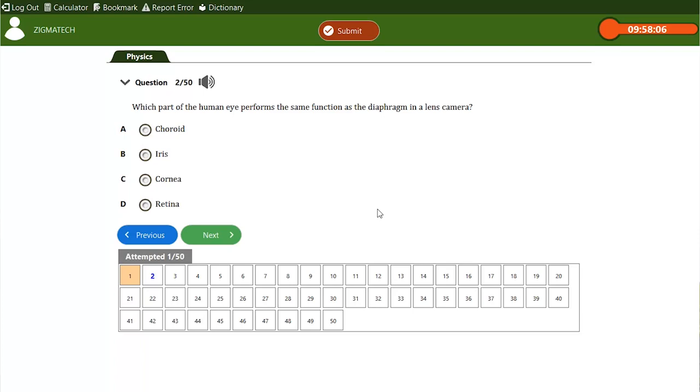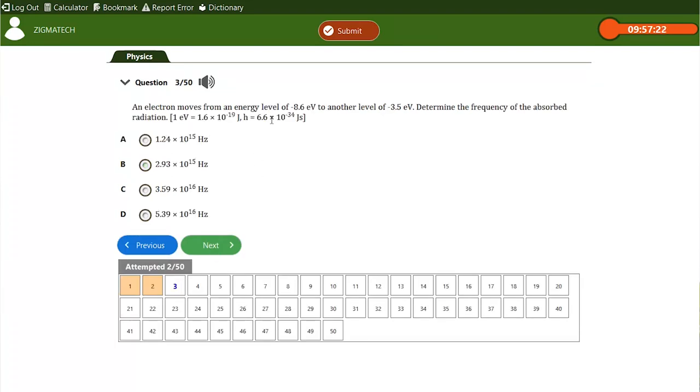The part of the human eye performing the same function as the diaphragm in a lens camera is choroid, no? Iris, cornea, retina. Retina is like a film, where the image is first cast before the interpretation. You know, the image is first cast on a wall at the back in your head, and that is where the interpretation is made to tell you what you are seeing. So that is what iris does. I think cornea is the structure of your eyes. So the right option here is B, which is iris.